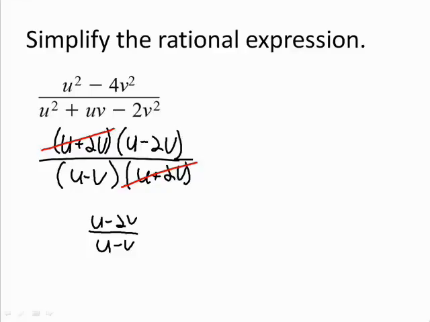This expression has to have the same domain as the original expression. u plus 2v cannot be equal to 0, because if it were, the denominator would be equal to 0. Set u plus 2v equal to 0 and solve for u and v. u plus 2v equals 0. Subtract 2v from each side. u equals negative 2v. So this expression is undefined for u equals negative 2v. The final expression is u minus 2v divided by u minus v, where u is not equal to negative 2v.